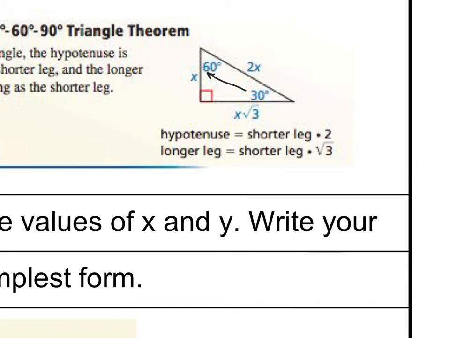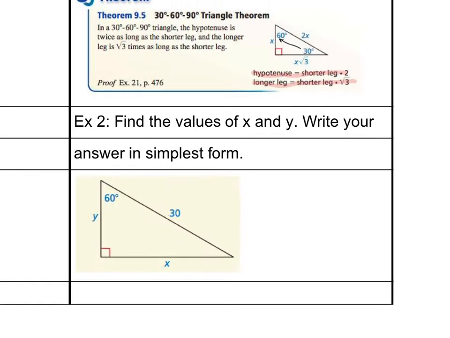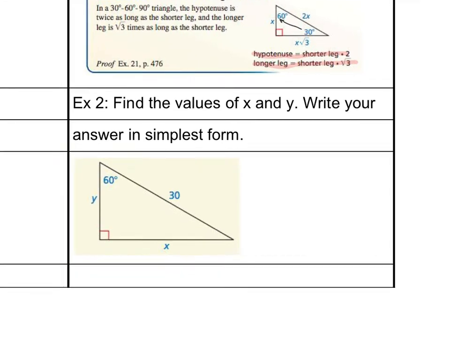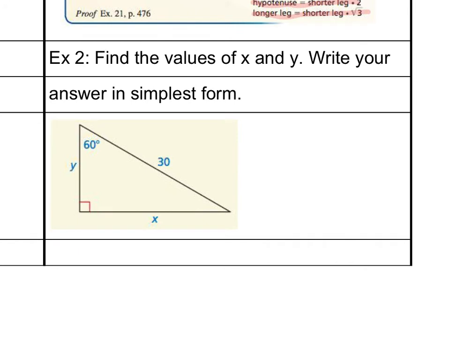So the hypotenuse is 2 times the shorter leg. This is super helpful information if you're keeping notes. I would make sure to have this highlighted or written down so you can see that, okay? So it says find the values of x and y, write the answer in simplest form.